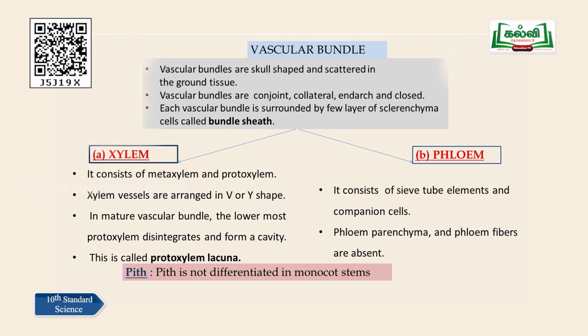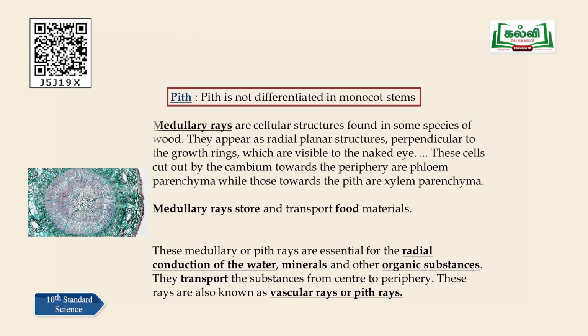The pith is not differentiated in the monocot stem. Other than that, we can find medullary rays. What are medullary rays? The medullary rays appear as radial planar structures perpendicular to the growth rings, which are visible to the naked eye. These cells are cut out by the cambium towards the periphery, and they are phloem. Here the medullary rays store and transport food material.